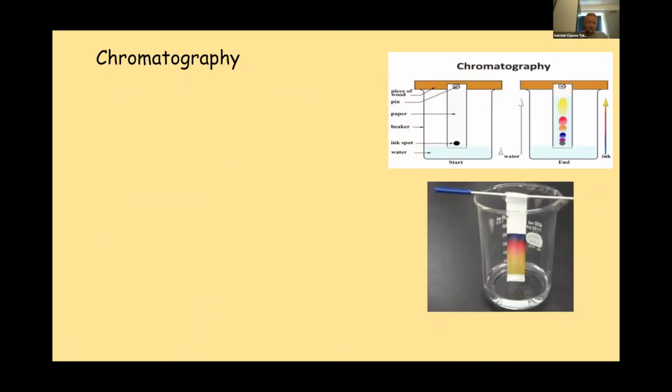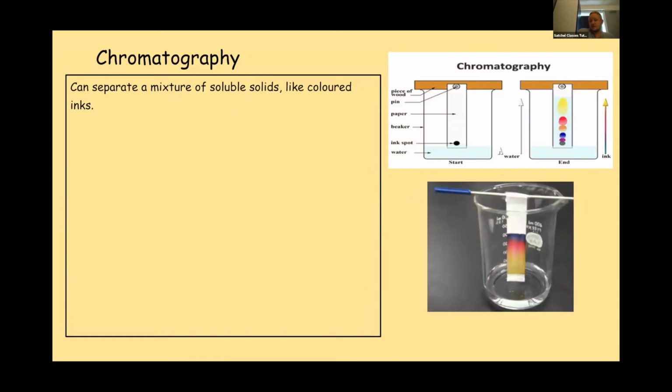Chromatography. Chromatography is how we separate a mixture of dissolved solids in a solution, for example, coloured inks. You may have done this practical yourself before in class, so you'll know what I mean, but a piece of filter paper is marked with a line in pencil about 2 centimetres away from the edge. Now we use pencil to mark the start line because we don't want that line to move with the inks and obscure any results that we might get.